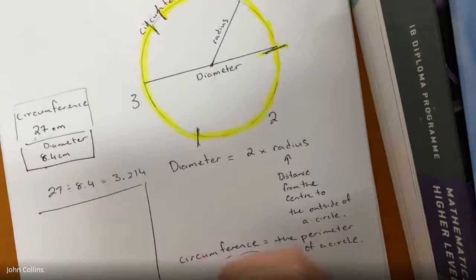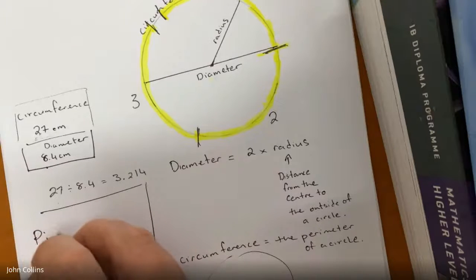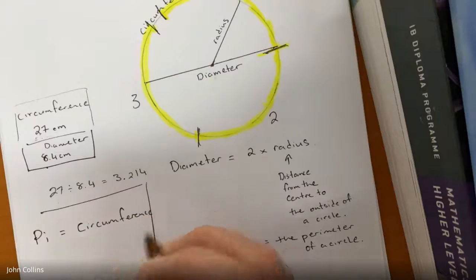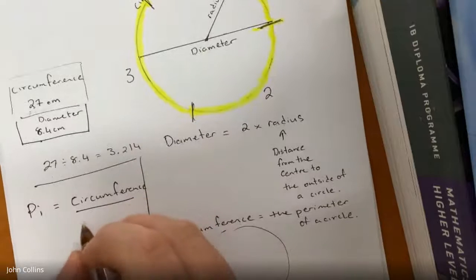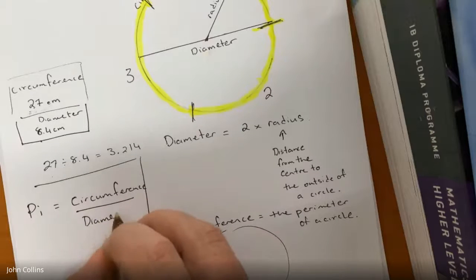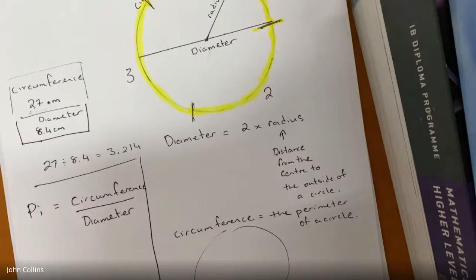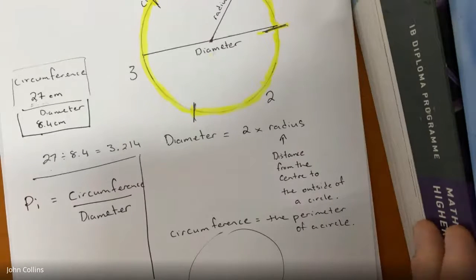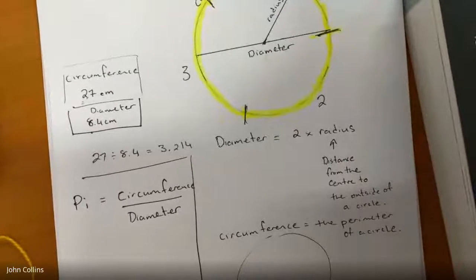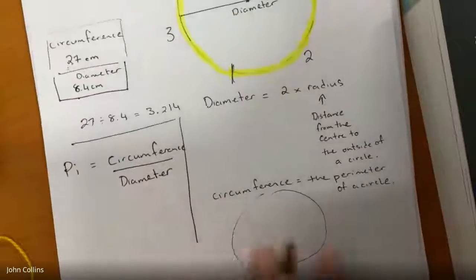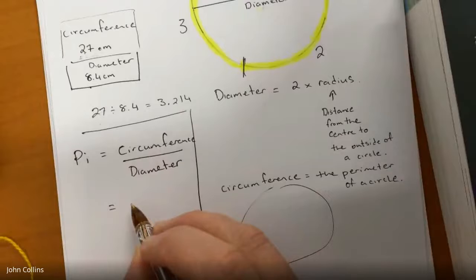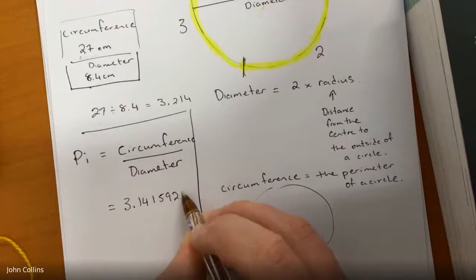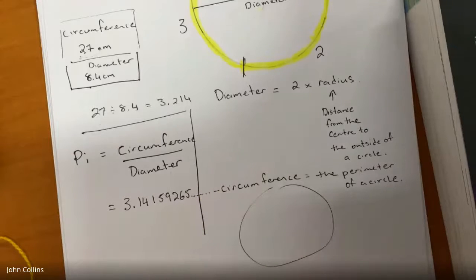So pi is that number. Pi is the circumference of any circle in the world divided by its diameter. Any circle, including the Earth. So do type that or write that into your notes. Pi is circumference divided by diameter. And of course, pi is 3.14159265 and so on forever.